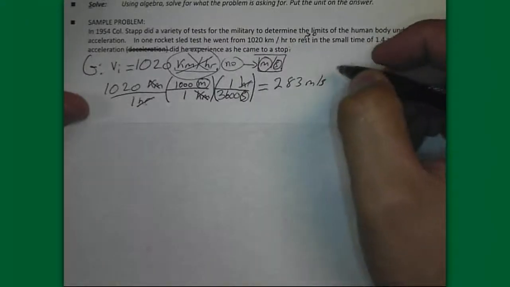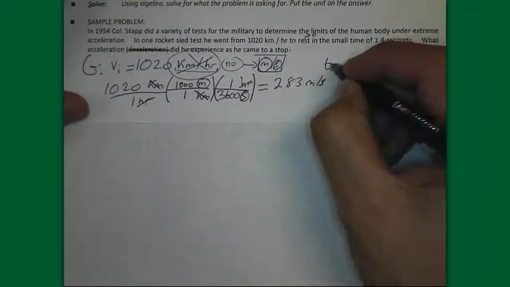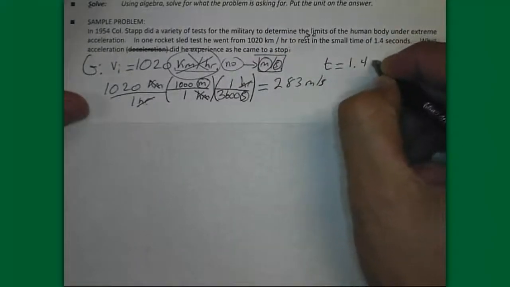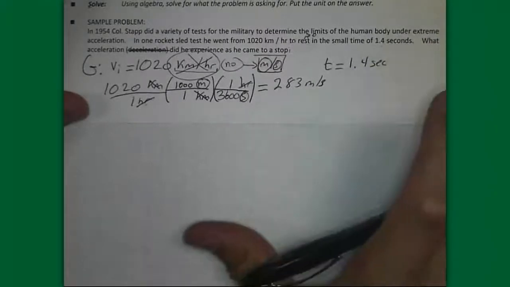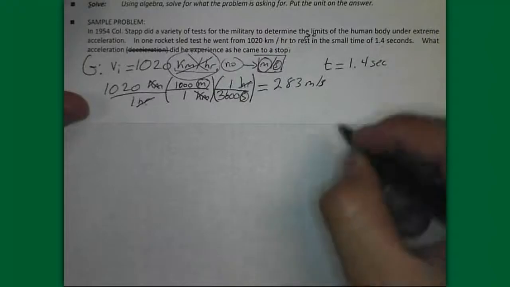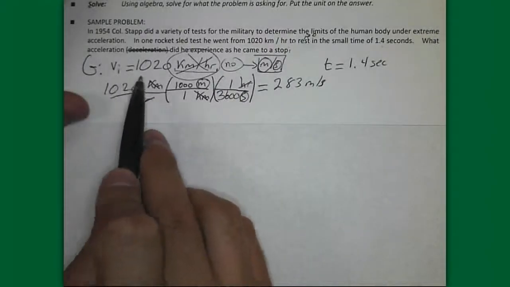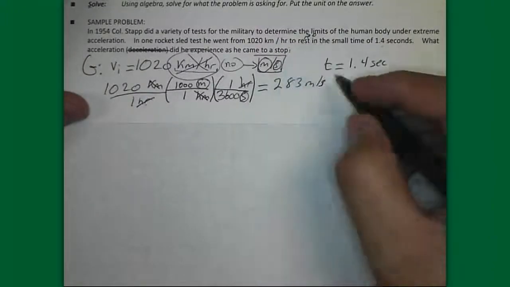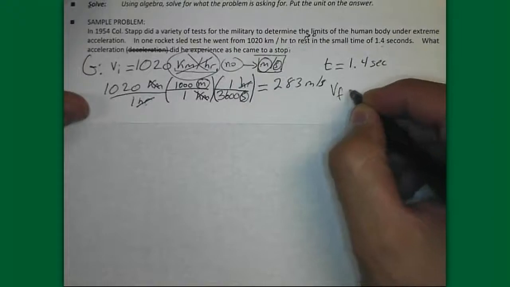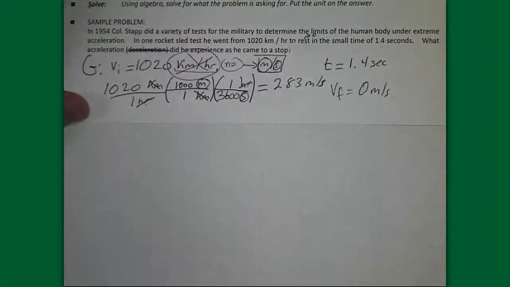So that's one given. Another given, here's another number, 1.4 seconds. Well, that's a time, so I'll say that my time is 1.4 seconds. And that's good. We need time in seconds, so those units are okay. And I also know if I have an initial velocity, I'm going to need a final velocity, and we already mentioned that this rest is 0. So his final velocity will be 0 meters per second. I'm not given anything else in the problem.